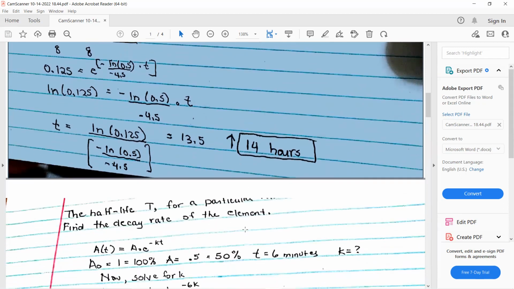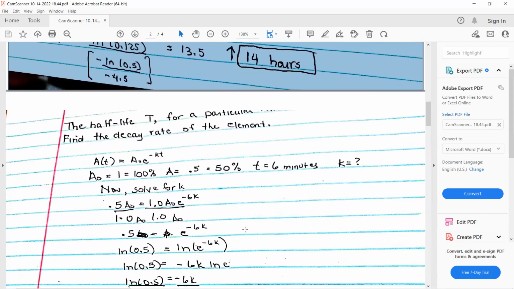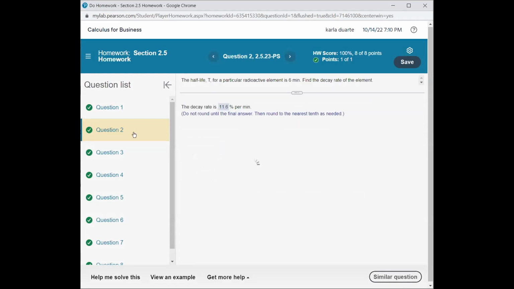Nice. Okay. The next question was very similar. It said the half-life T for a particular element. Find the decay rate of the element. It didn't copy the rest of it, I don't know why. That's okay. When I copy it to my homework, I'll go back to question number 2. Here's what number 2 looks like. It says the half-life T is 6 minutes. Find the decay rate, okay?